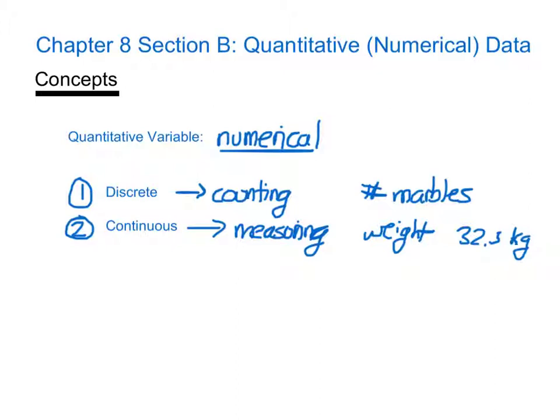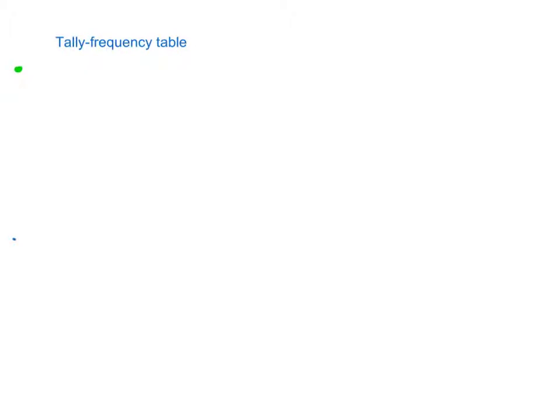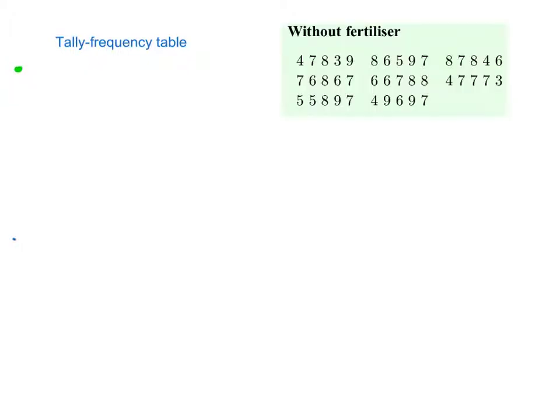Next, we're going to look at several ways that we can organize and visually display discrete data. The first method is the tally frequency table. Let's take a look at some data that's found in the opening problem of Chapter 8 on page 170 in your textbook. This data represents the number of pumpkins that were grown in a patch without fertilizer. And this is discrete data because we're counting the number of pumpkins. And we can't have half a pumpkin or a quarter of a pumpkin.